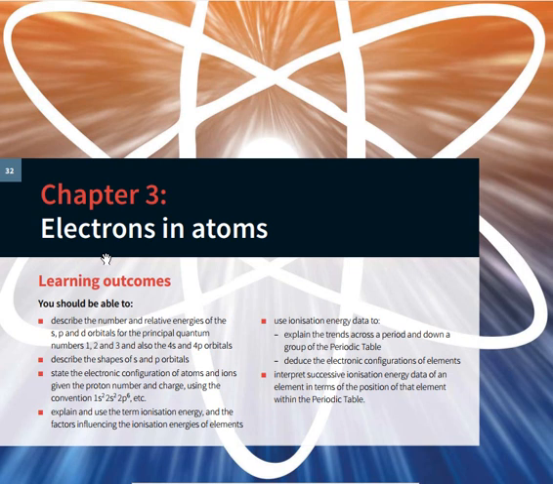The second number is 1. 1 shows that you have a dumbbell shape, and it is represented as p. The next one is 2. 2 shows the d configuration. The d configuration has 10 electrons.